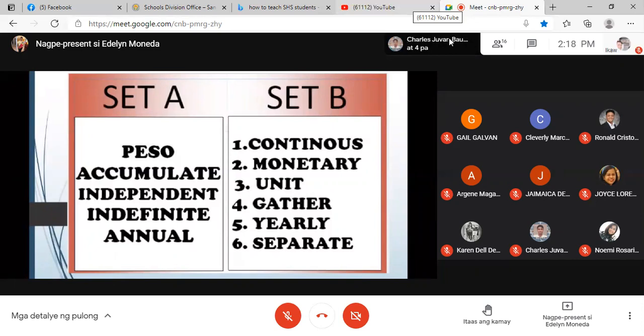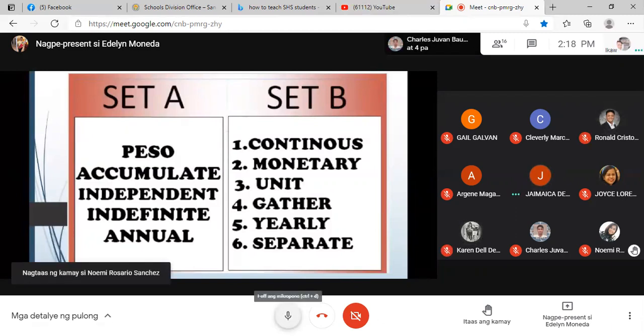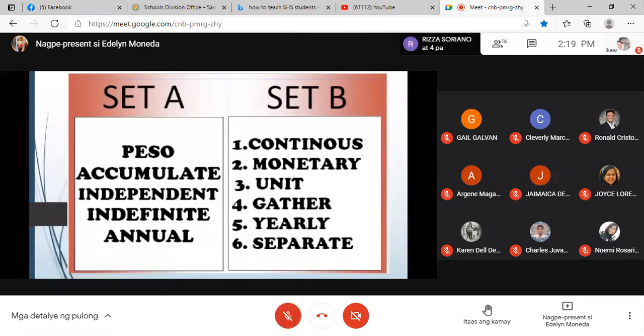Okay, anyone? From set A, peso. What do you think is the same meaning in set B? Unit po, ma'am. Peso is monetary unit. Yes, very good. That's monetary. What about accumulate? Gather. Yes, that is correct. What about independent? Separate. That is correct. What about indefinite? Continuous. Correct. And the last one, annual? Yearly. Correct. Very good. Nakuha nyo lahat.